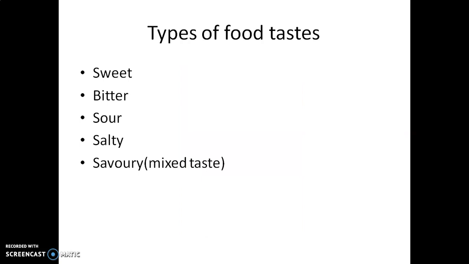Now, I showed you the picture of 4 types of food, but the last one is savory. What is it? Savory has got a mixed taste. So, any food that has got a mix of sweet and sour and salty and a little bit of that dash of bitterness is called savory food.